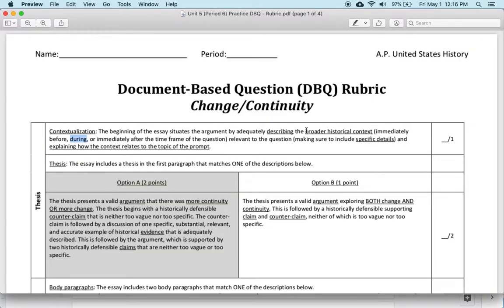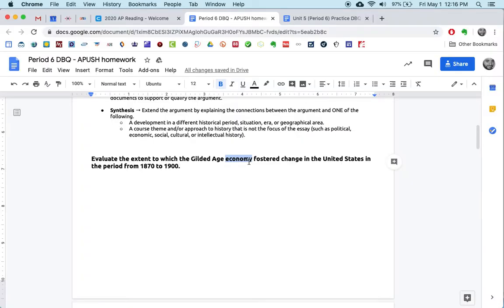Remember, they're looking for the broader historical context. So since the topic is about the Gilded Age economy, and if I want to talk about something that happened between 1870 and 1900, I can't really talk about economic things, because the economic things are the things that I should be talking about in the rest of my essay. It doesn't really give the reader a broader historical context. It just provides information about the topic itself.